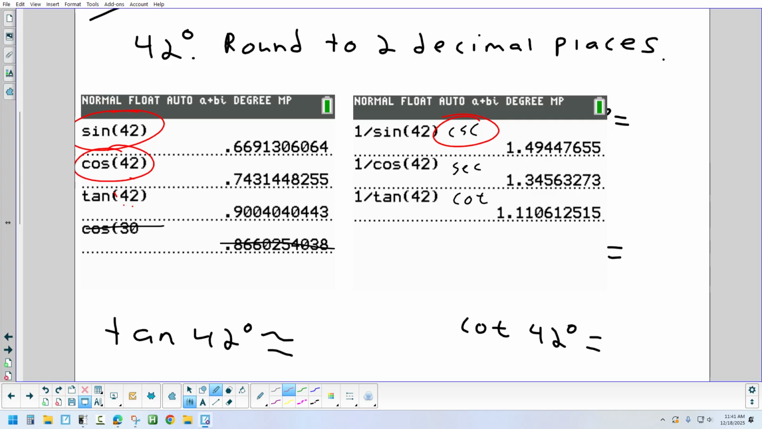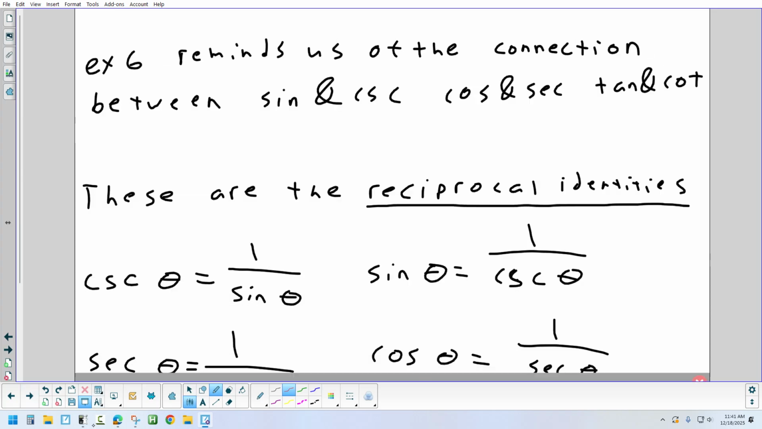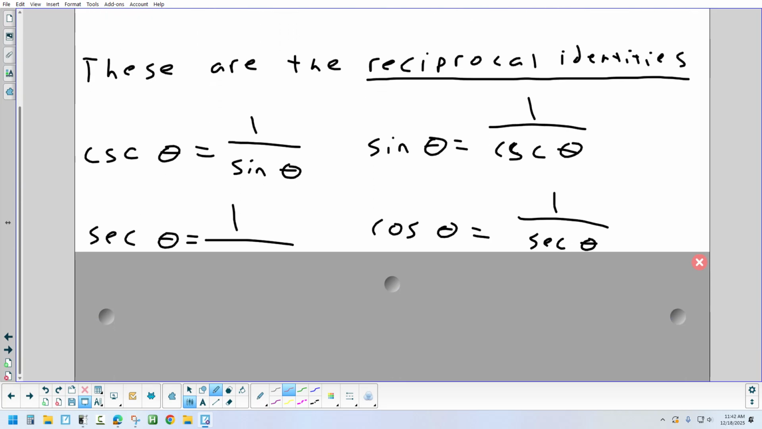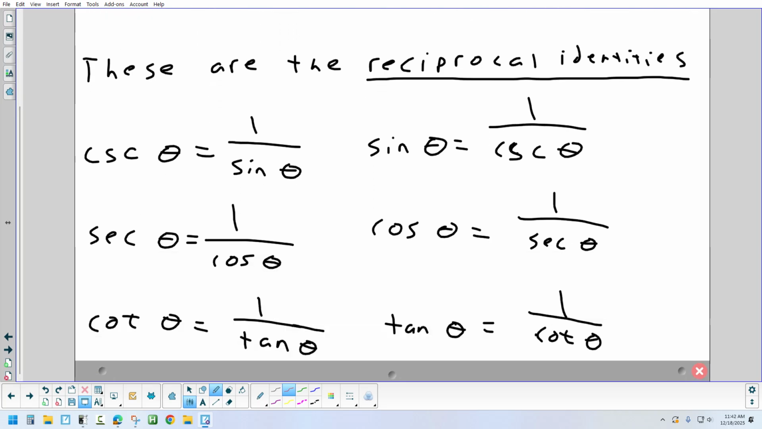You put any number you want in: 47, 56, negative 32.5. Anytime you flip the tangent, you will always get the cotangent. Anytime you flip the cosine, you will always get the secant. And these are called reciprocal identities. I've written them twice, because if you flip the sine, you get the cosecant, but then if you flip the cosecant, you get the sine. It changes it back. If you flip the cosine, you get the secant. Flip the secant, you get the cosine.